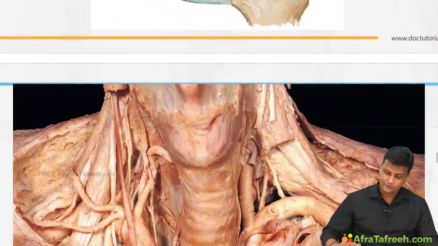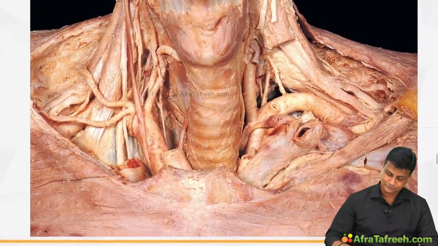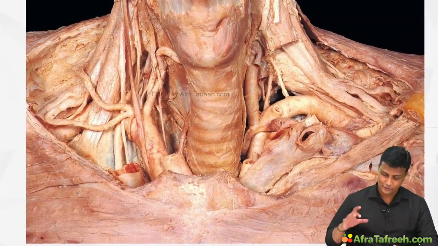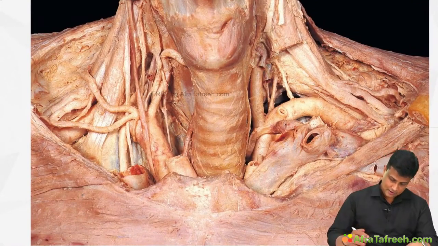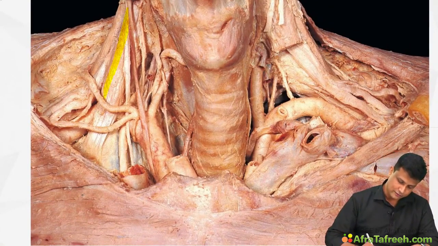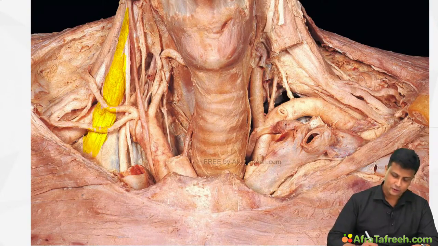Tomorrow they might even give you a cadaveric image also. Oh my god, look at this beautiful cadaveric image over here. Now in this cadaveric image, I hope you are able to appreciate that this one will be the scalenus anterior muscle. This is the scalenus anterior muscle over here.